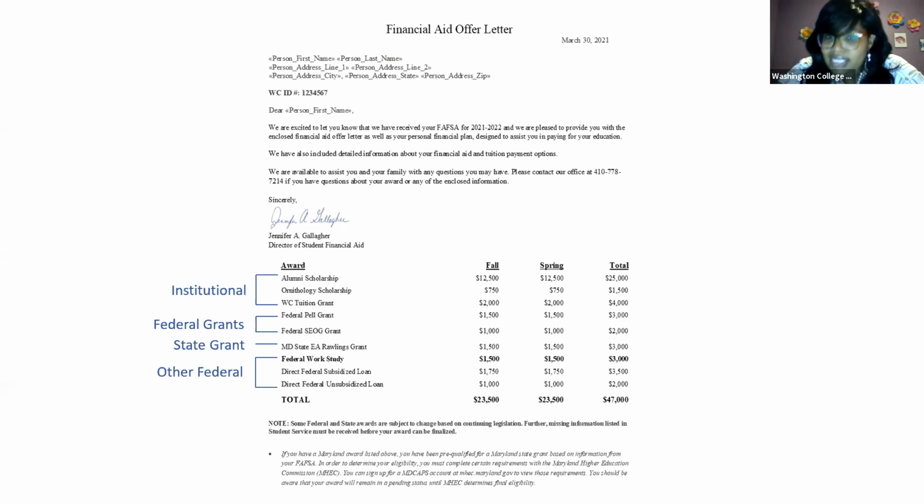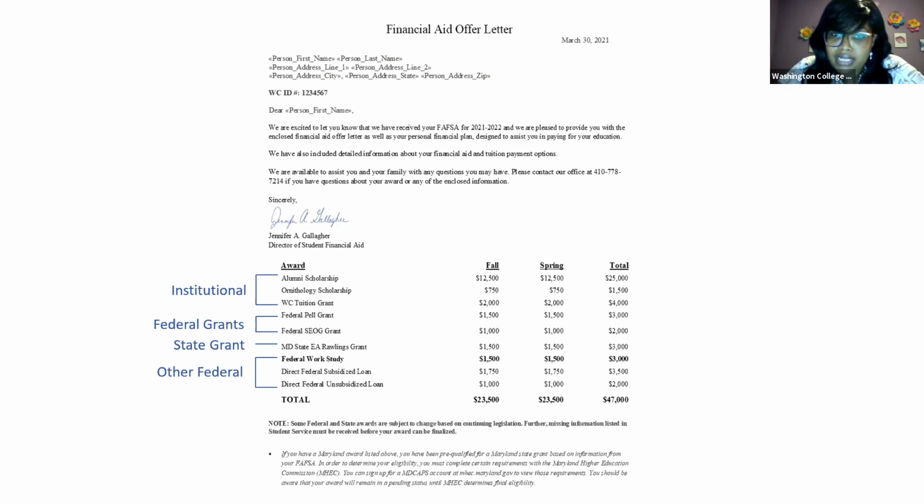All right, so I listed out the work study, but you notice I have it highlighted, and I have that highlighted because we talked about it before. We will list it on the offer letter, but it won't be included in the final number, and you'll see that on the next slide. But I have the work study listed here, $1,500 per semester, $3,000 for the year. And then you have your direct subsidized loan, $1,750, $3,500 for the year.